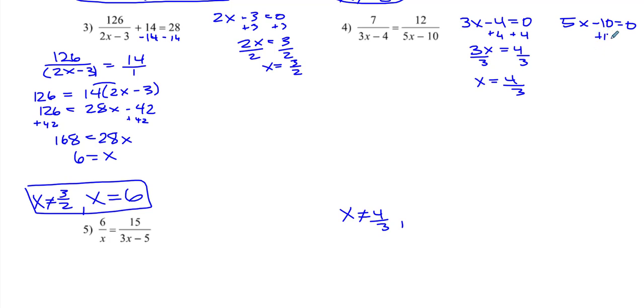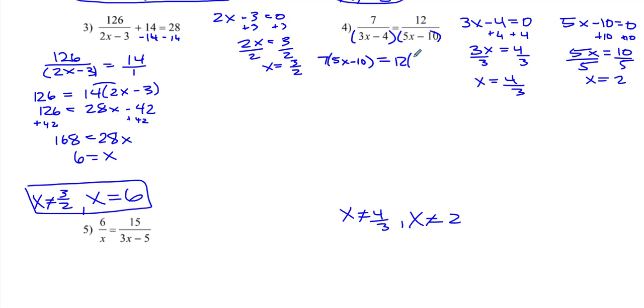And then let's do this one. We got plus 10, 5x equals 10. And we got x is equal to 2. So x cannot equal 2. All right. Now we need to group and group. So we got 7 times 5x minus 10 equals 12 times 3x minus 4.